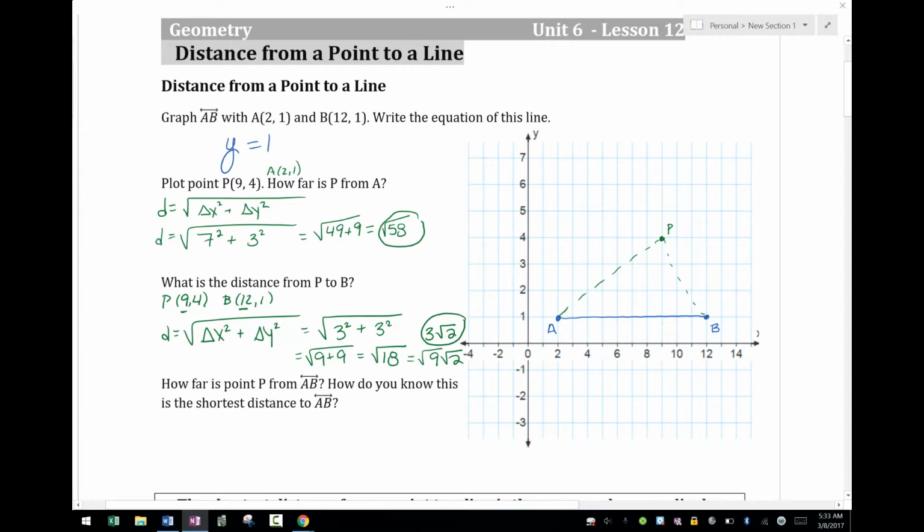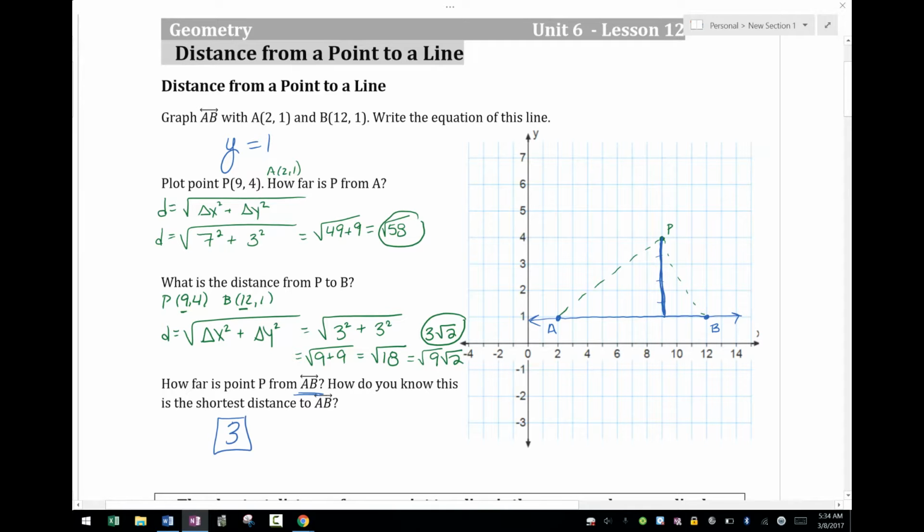So that's a nice quick review of the distance formula. Now, why are we doing that? Well, because my last question now is, how far is P from the line AB? So how far is P from the line that contains these 2 points? Well, P from the line is this distance away, and that distance is vertical. 1, 2, 3. It's 3 units away.